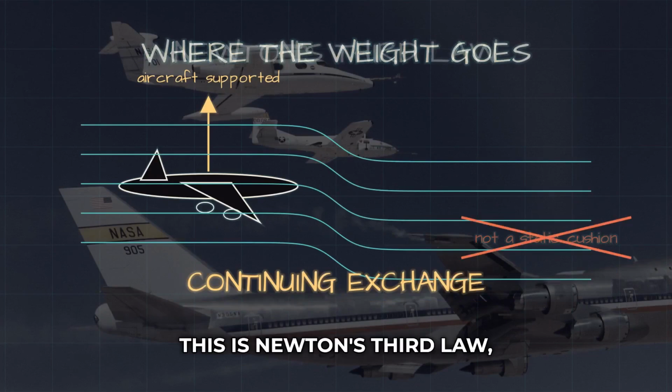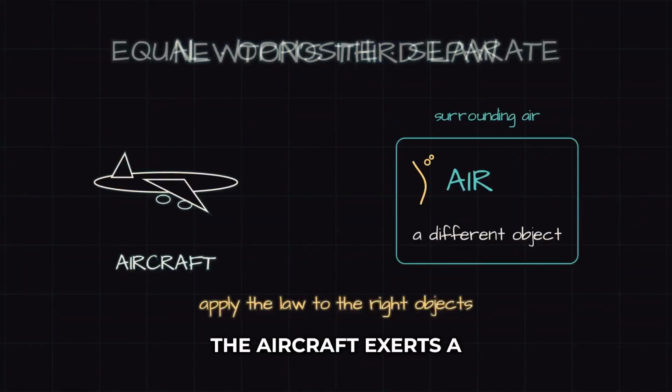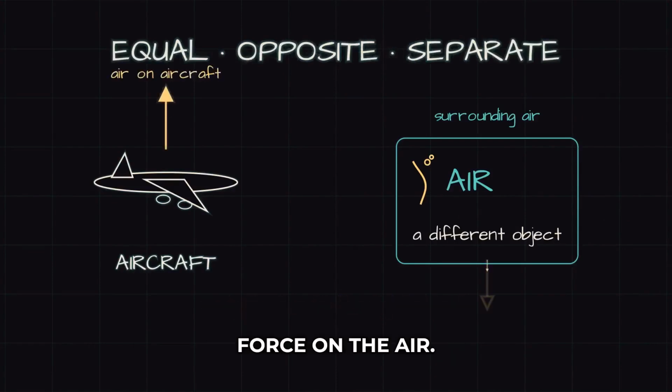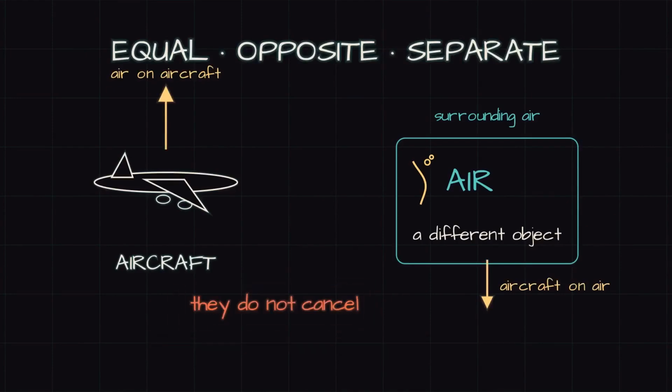This is Newton's third law, applied to 2 different objects. The aircraft exerts a force on the air. The air exerts an equal and opposite force on the aircraft. One force acts on the air, the other acts on the aircraft, so they do not cancel.